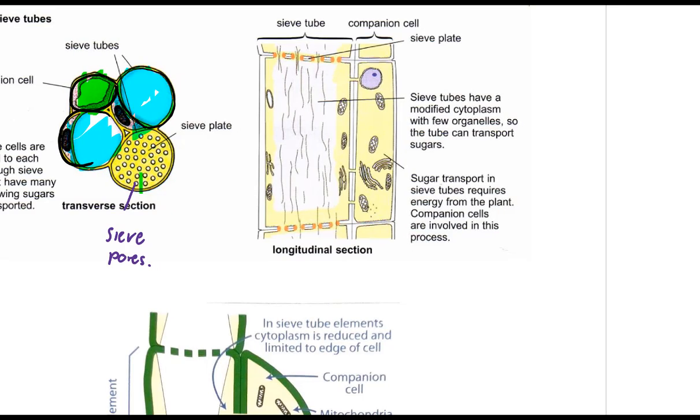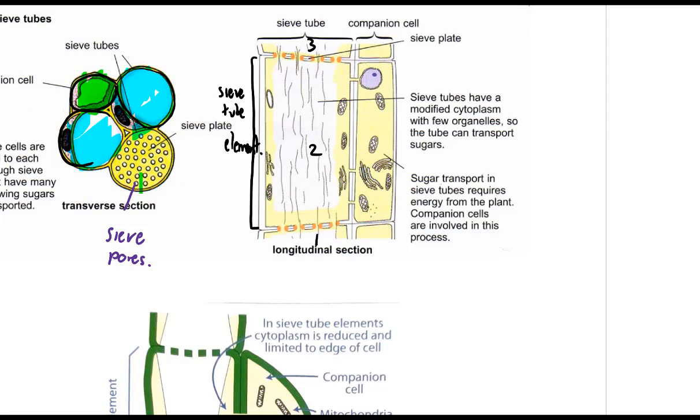So if you look at the longitudinal section here, we can see here that this is the sieve tube. Now this entire thing, it's made up here of 1, 2, 3 cells. Okay, so those 3 cells together is the sieve tube, but this one cell by itself is called a sieve tube element.